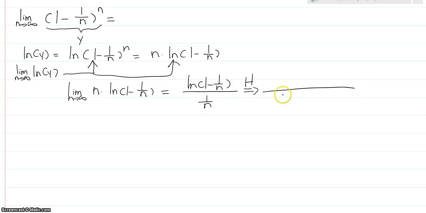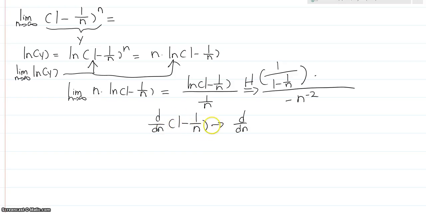In the bottom, since it's n to the negative 1, you have negative n to the negative 2. On the top, you have 1 over 1 minus 1 over n. Sounds complicated. And this is multiplied by the derivative d/dn of 1 minus 1 over n, which in this case is only the derivative of negative 1 over n, which is n to the negative 2. This is just part of the chain rule.